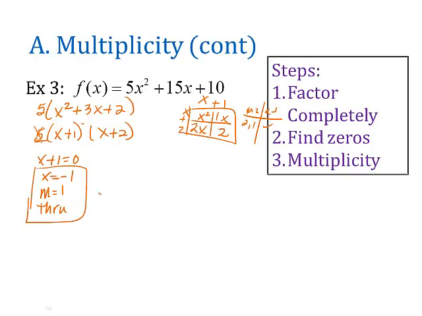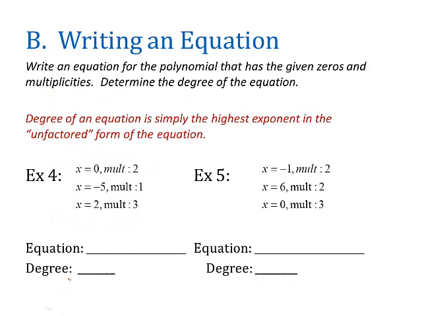Just easy peasy. x plus 2, solve it. x equals negative 2. My multiplicity on this factor is another understood 1, which means it also goes through the x-axis. All right, the next thing you need to learn is how to write an equation from this information. Write an equation for the polynomial that has the given zeros and the multiplicities. Determine the degree of the equation.